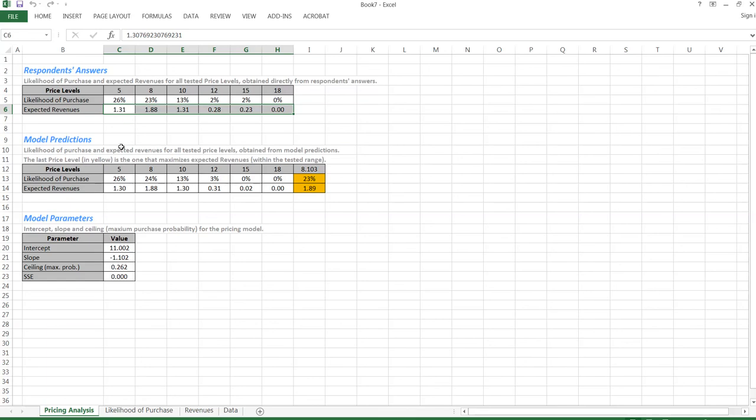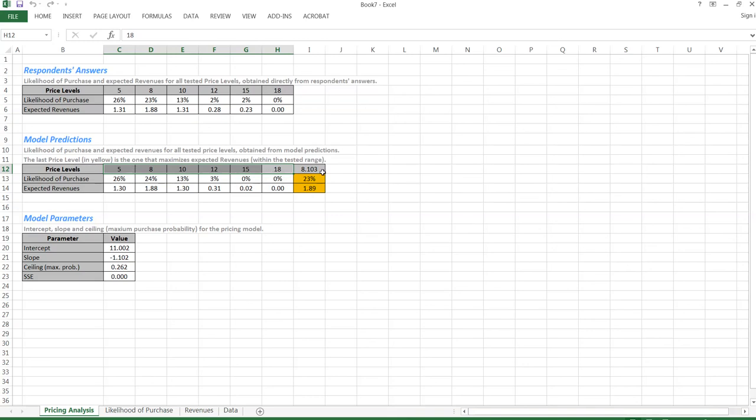Model predictions are based on the estimated model, the Gabor-Granger model. So these don't perfectly correspond to the sample distribution because these are estimated. Again, we have likelihood of purchase and expected revenue based on the model predictions at all the different price points. Now, even though we're considering discrete price points, the model treats them as continuous so that we can identify an optimal price that may not be one of these.